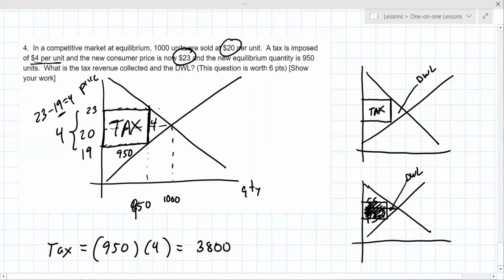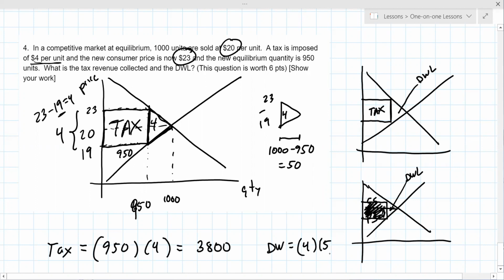The DWL, deadweight loss, is this triangle here. So to find the area of the triangle, it's the height. The height is 1,000 minus 950, which is 50. And then this right here is the 23 minus the 19. That's the 4. So the DWL is 4 times 50, or 200. So 1,000 minus 950, you got 50, and you multiply it by that 4. So that deadweight loss is $200.